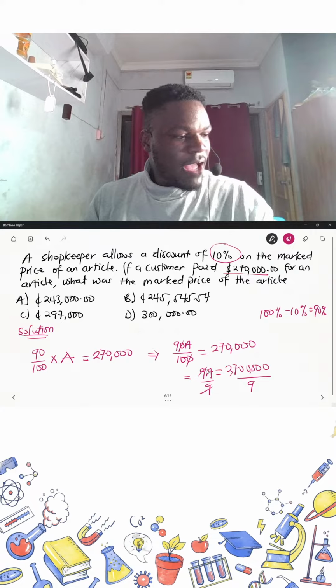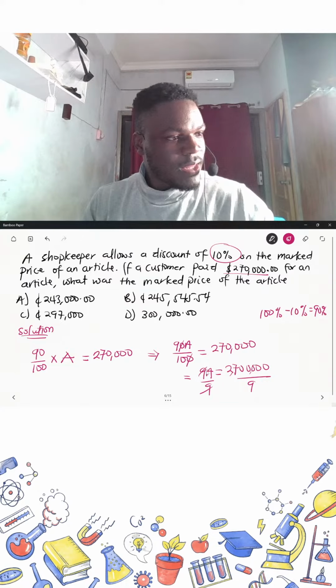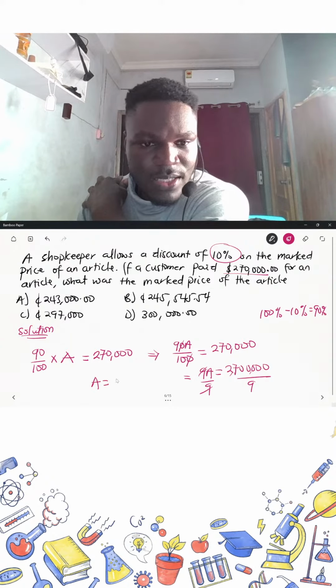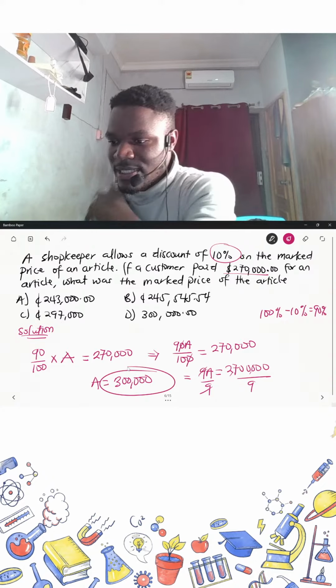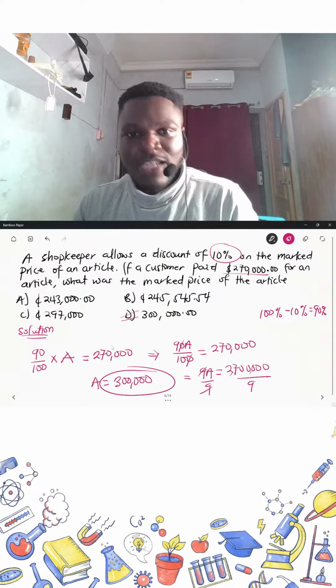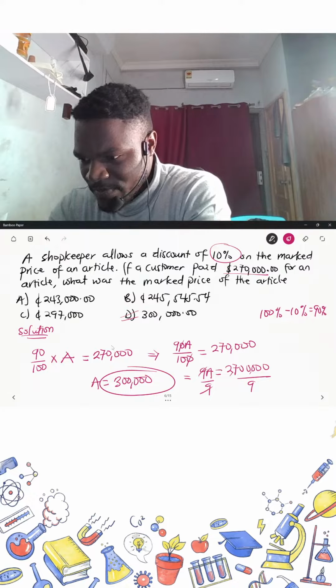So we have 2,700,000 divided by 9. That will give us 300,000. So our actual amount is equal to 300,000, as indicated by Cheyenne in the live chat, and that is option D. Very correct. Okay, so Cheyenne, you are correct. Please, you are doing awesome.